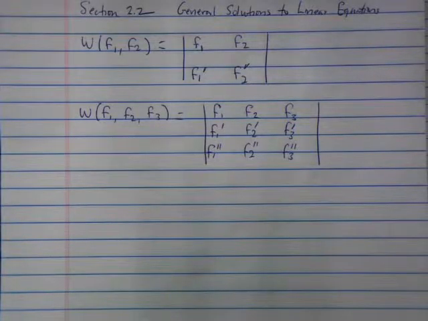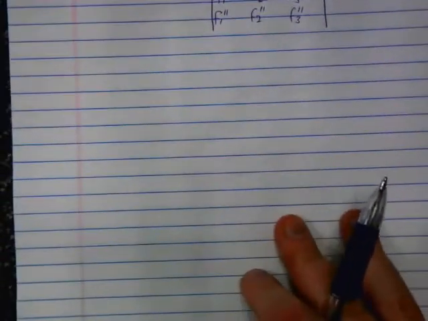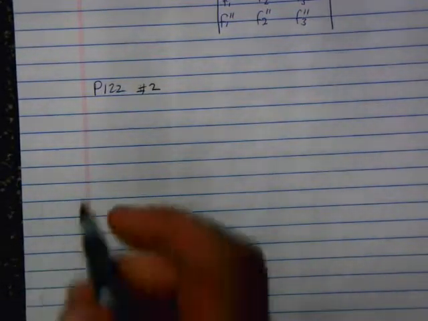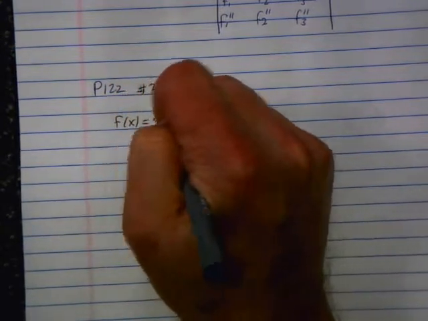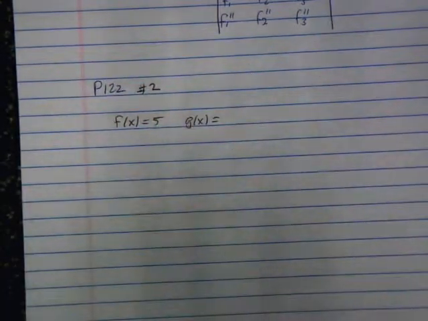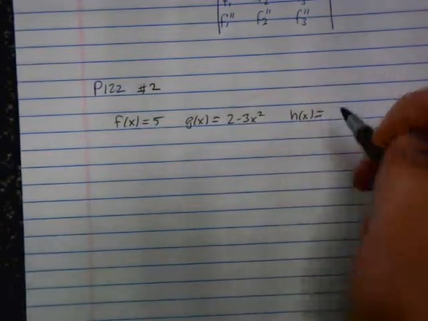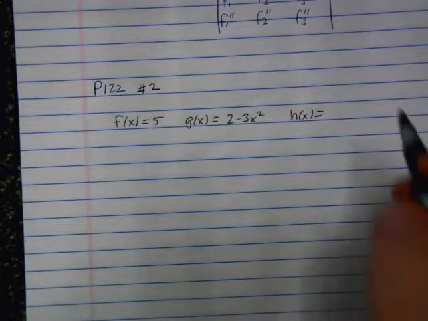All right, so what we need to do from here, we need to do some problems. So I'm going to steal some problems out of the book. This is on page 122. I wonder if the black will show up better. And problem number 2. It gives us f of x is 5. G of x is 2 minus 3x squared. And h of x is 10 plus 15x squared.